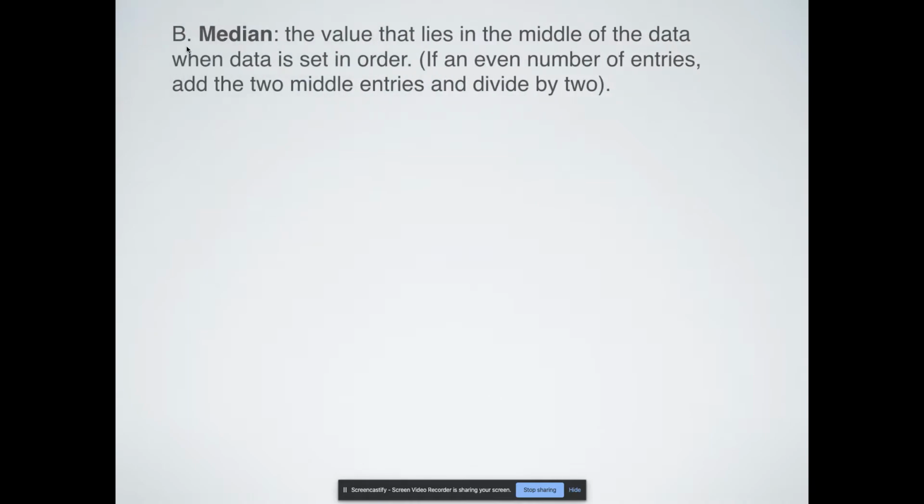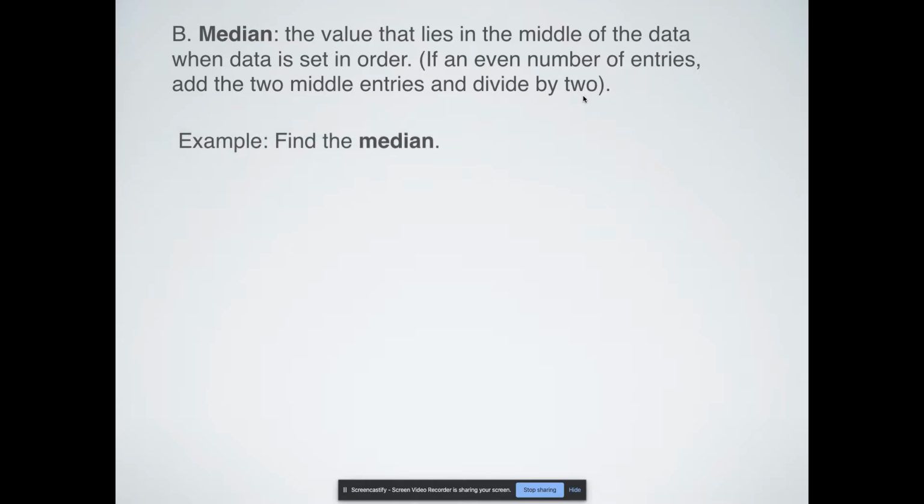Now, what about the median? Another one that most people know. That is the value that lies right in the middle of the data when the data set is put in order. And something that not a lot of people know is that if it is an even number of entries, so there is no direct middle, then what do you do? You add the two middle entries and you divide by 2.